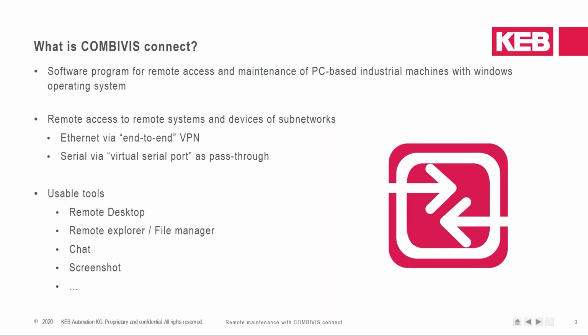The second part is a serial part as pass-through. There we have a virtual serial port installed, and then we have the second part which we can use to work with the remote access. What we have for usable tools, you see it here in the presentation, for example, remote desktop, remote explorer or file manager. We can use the chat and we can create, for example, a screenshot. Any points of that I will present later in the demonstration, but only that you see we have a lot of usable tools.